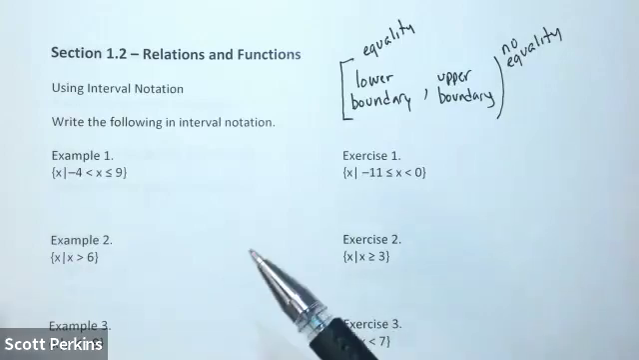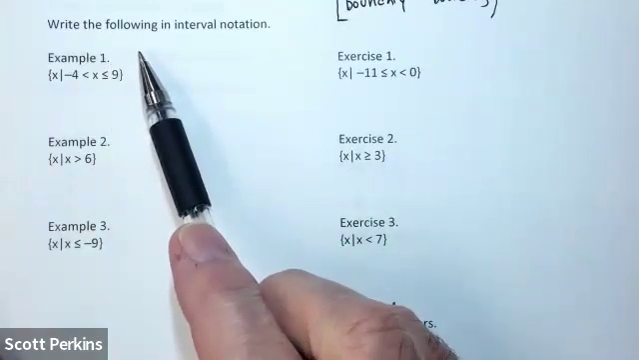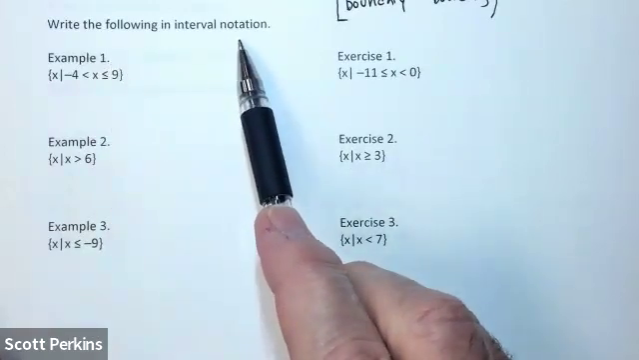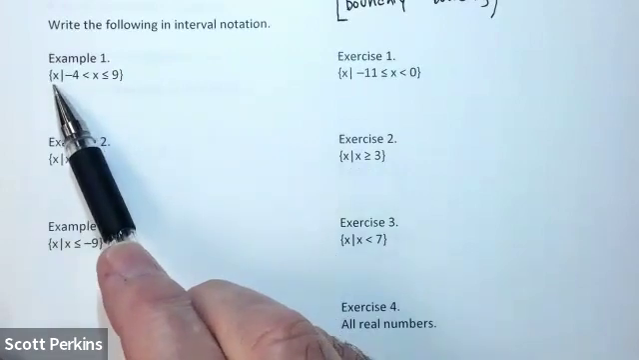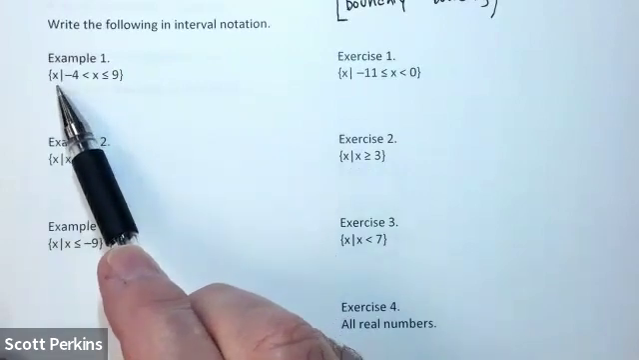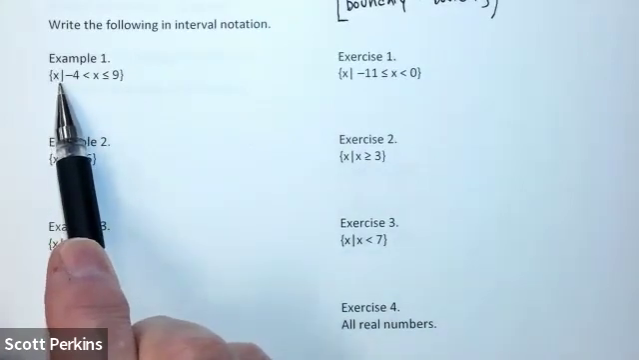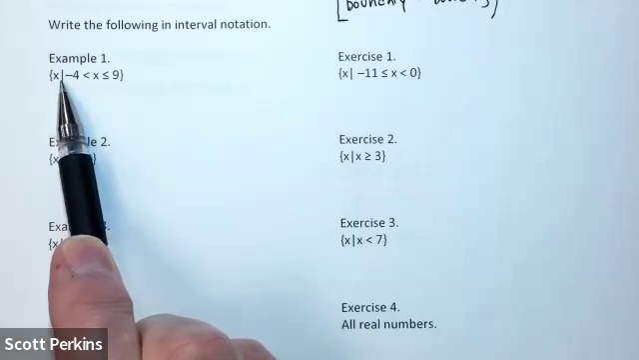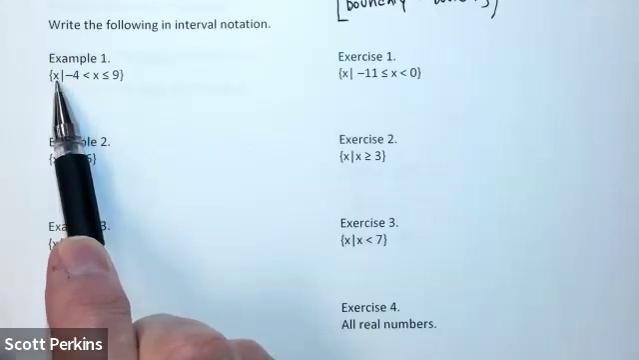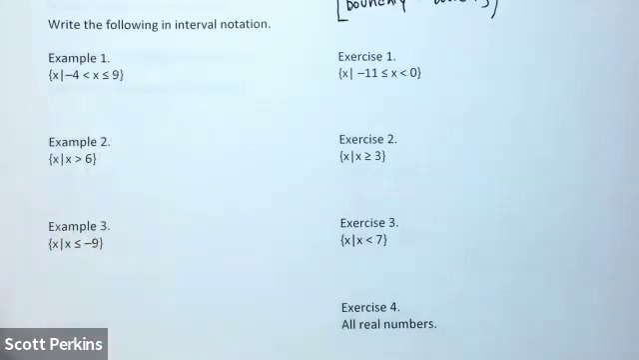So for instance, my first example right here, example 1, says I want to write the following set of numbers in interval notation. I've got the set of numbers x such that, in case you're not used to reading set builder notation, this just says I have a value. That's why I have an x here. This bar is read such that, it says whatever comes next are your conditions. And so I've got my values such that my x's are greater than -4 and at the same time less than or equal to 9.